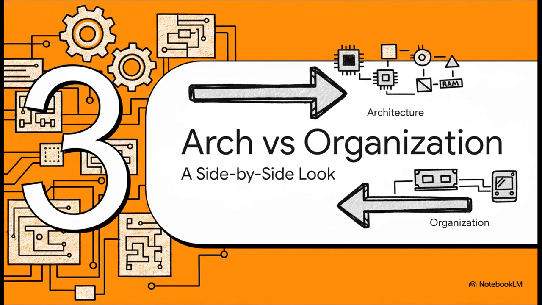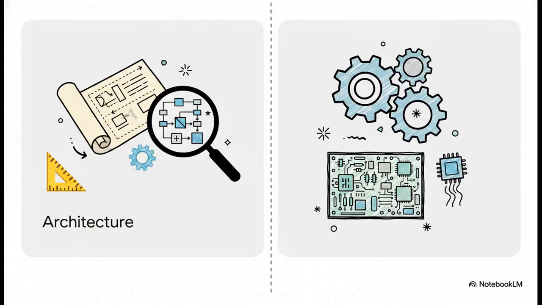Section 3, Architecture versus Organization, a side-by-side look. Let's actually put them head-to-head. On the left side, we have architecture: instruction sets, addressing modes, and high-level I/O mechanisms. On the right side, we have organization: the generation of control signals, the choice between SRAM or DRAM memory technology, and physical hardware multipliers. And here is the ultimate takeaway, the economic and practical why behind this entire separation.